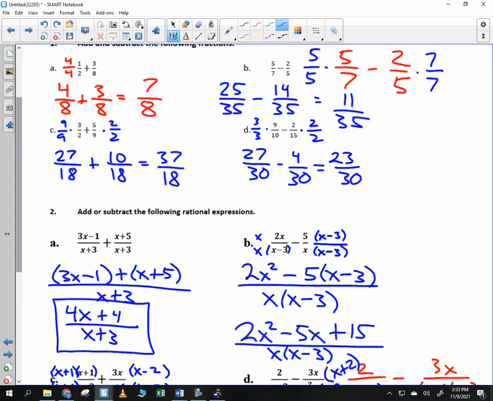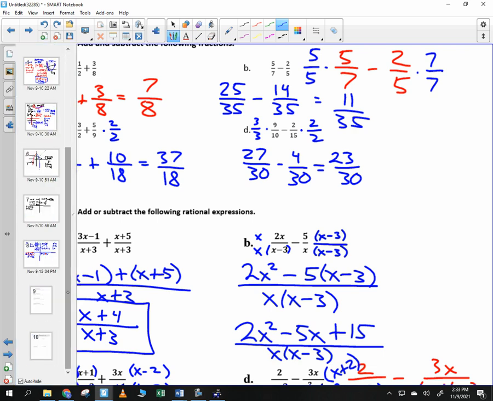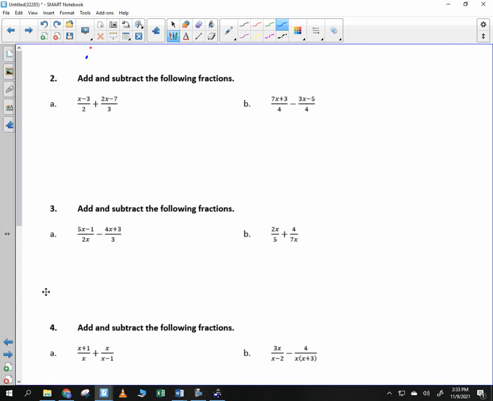We good with adding and subtracting general fractions? So let's flip it over and we're going to look at rational expressions that are being added and subtracted. So here, let's add and subtract these. I have x minus 3 over 2, and I'm going to add that to 2x minus 7 over 3. What will the common denominator be?